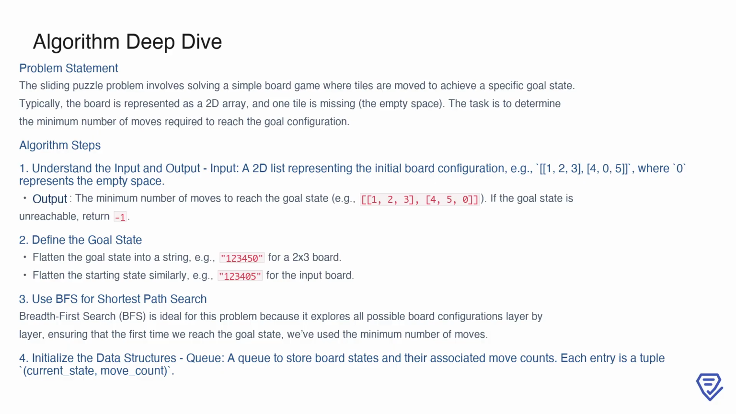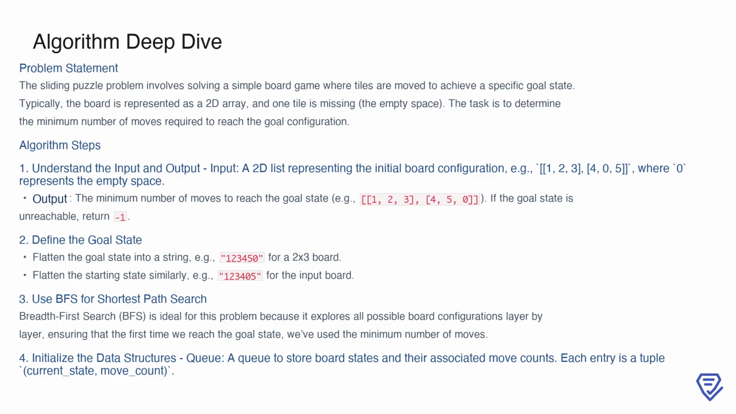To solve this, we begin by flattening the board into a string for easier manipulation, such as converting 1, 2, 3, 4, 0, 5 into the string 123405. The goal state, similarly, would be 123450. Using BFS, or breadth-first search, is ideal here because it explores configurations layer by layer, guaranteeing that the first time we reach the goal state, it is with the minimum number of moves.